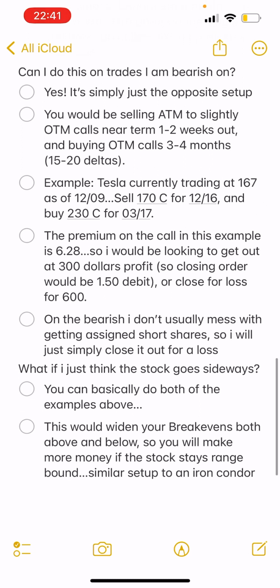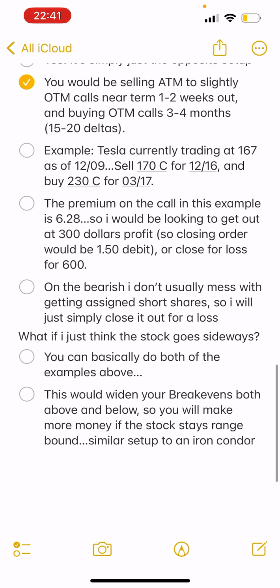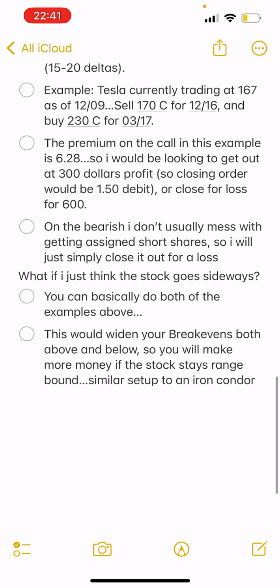And, next part, can I do this on trades I'm bearish on? Yes, absolutely. It's simply just the opposite setup, right? So you would be selling at the money to slightly out of the money calls, near term 1 to 2 weeks out, okay? And then buying out of the money calls 3 to 4 months out, 15 to 20 deltas, okay? So for Tesla, you would be selling the 170 strike calls for this Friday, 12/16, and then you would be buying the 230 calls for March 17th.